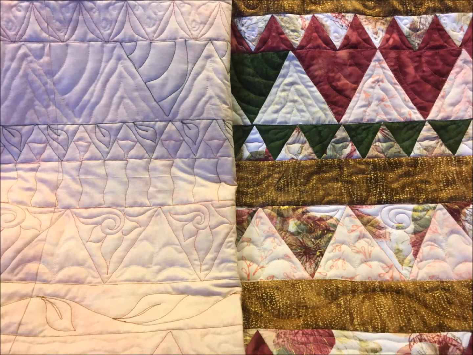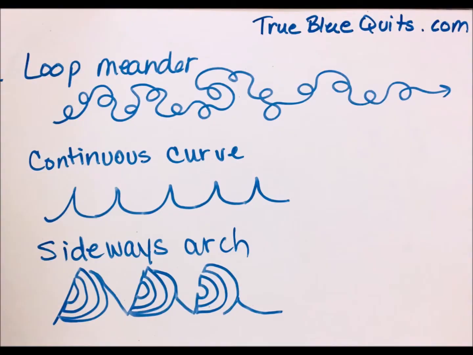The next rows bring back some of the smallest triangles we had to work with. I put the loop meander in some of the triangles, changed it up a little bit. The continuous curve, I explained that concept of arching towards the points of the triangle. And then I did a basic sideways arch. Just take that rainbow design from an earlier row, tilt it on its side, and you can fill in the space across a triangle.